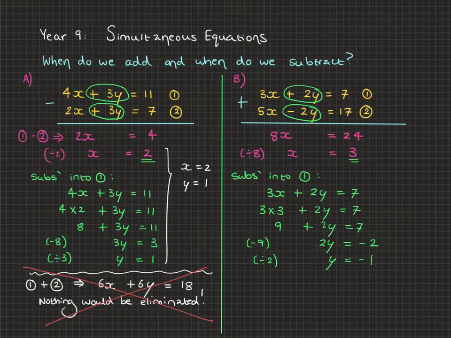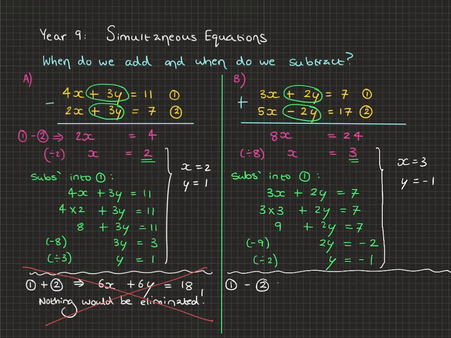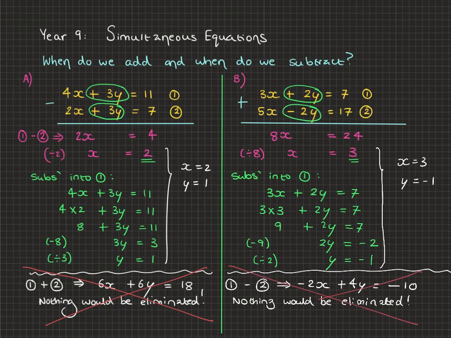Now again, we can try and see what would happen if we tried to subtract rather than add. So the two answers we got here, x equals 3 and y equals negative 1, we would not have been able to get those answers if we had actually done a subtraction. So if I try equation 1 subtract equation 2, well, 3x take away 5x gives me negative 2x. I then have to do 2y subtract minus 2y, which would give me plus 4y. And then 7 take away 17 would give me negative 10. So again, neither x nor y would be eliminated if we subtracted. So it doesn't work. So in this example, subtraction doesn't work and we have to add.